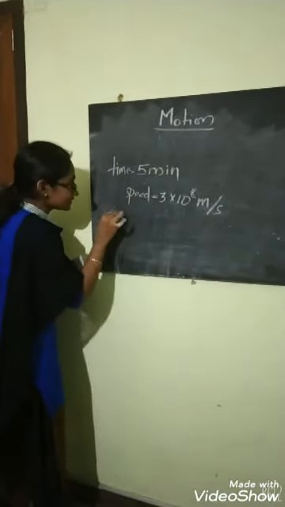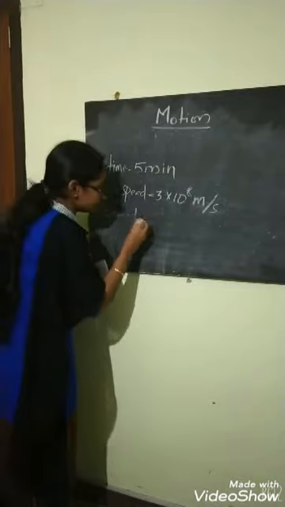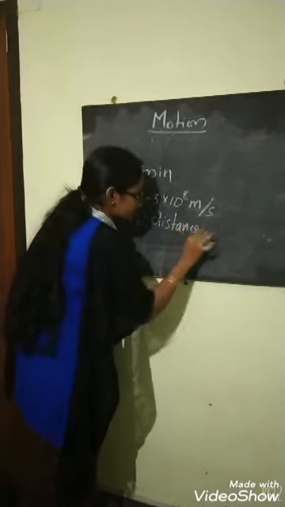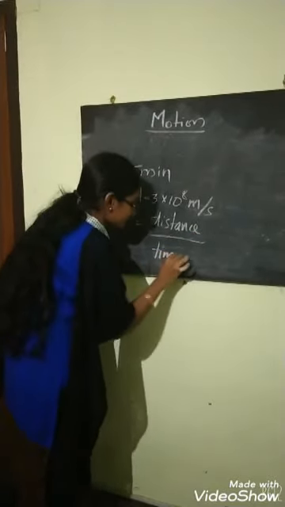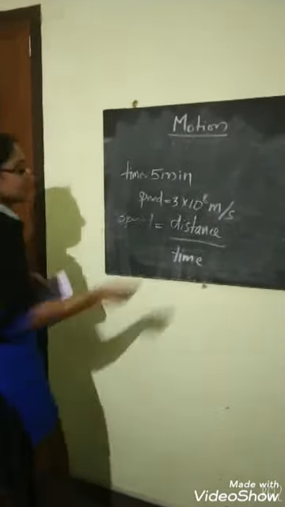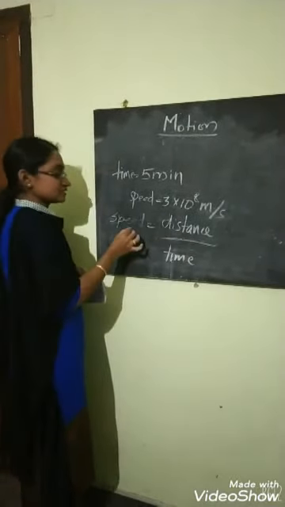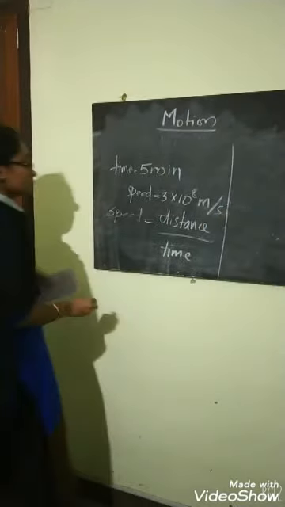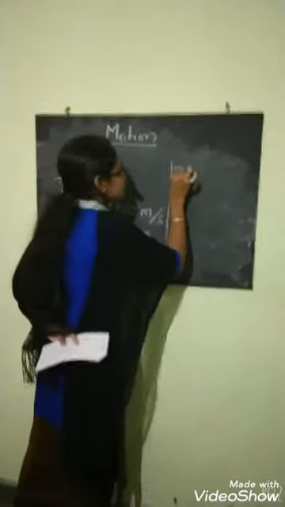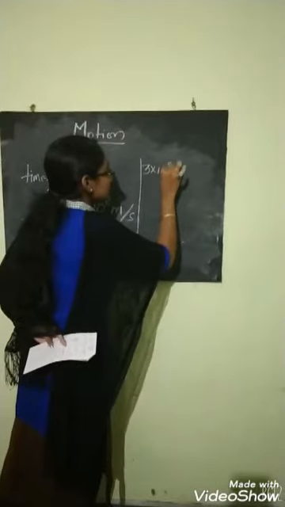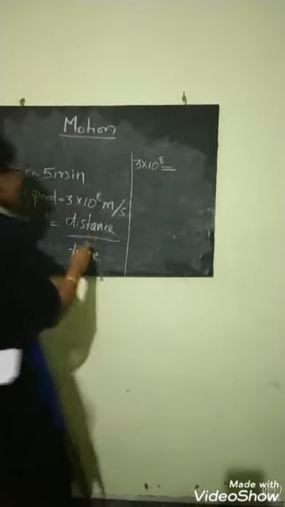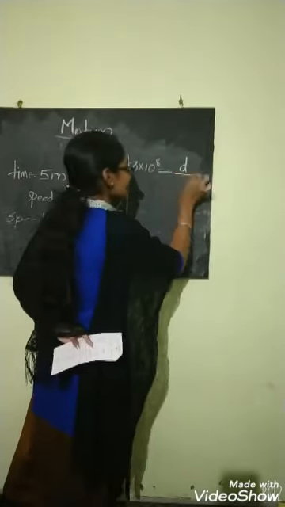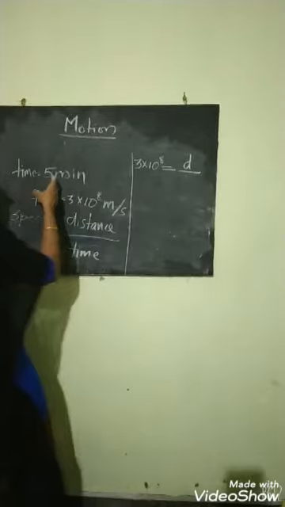Our equation was speed equal to distance by time. Here we want to find this distance, and the speed and time are given. What we have to do? The speed is 3 into 10 raised to 8 equal to distance by time. I am taking this distance as d, by time, which is 5 minutes.